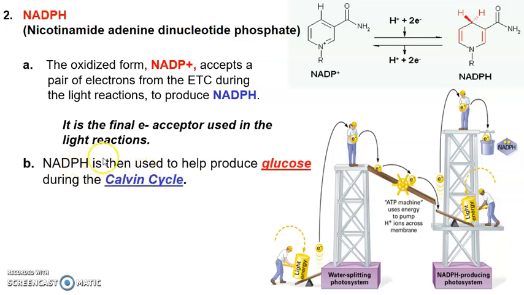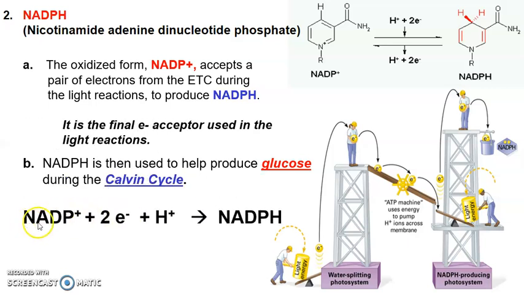NADPH is going to be used to help produce glucose during the second part of photosynthesis that we call the Calvin cycle. So during the light reactions, we're charging batteries. We're making ATP and we're making NADPH. And then both NADPH and ATP will be used to make glucose during the Calvin cycle. So in essence, what we're going to be doing once again is taking a molecule of NADP+, the oxidized form. Light will be used to add a pair of electrons as well as a hydrogen ion to this molecule, fully charge it up to produce the reduced form that's called NADPH.